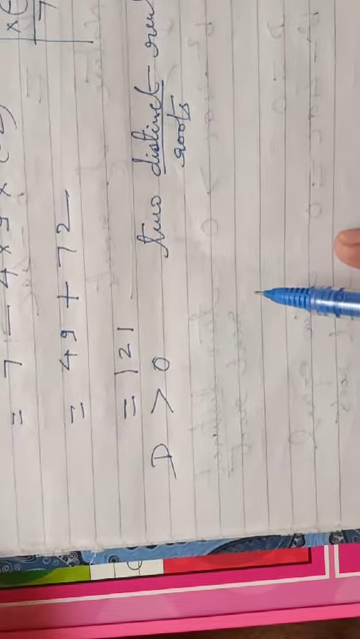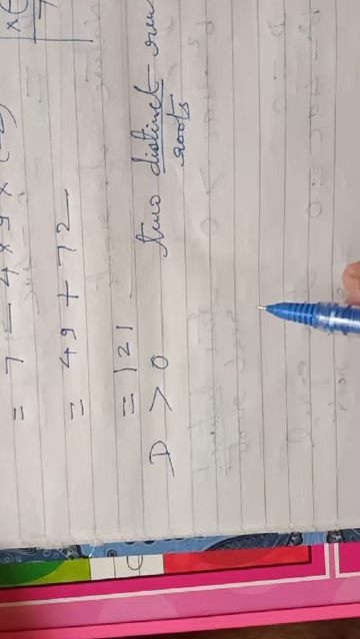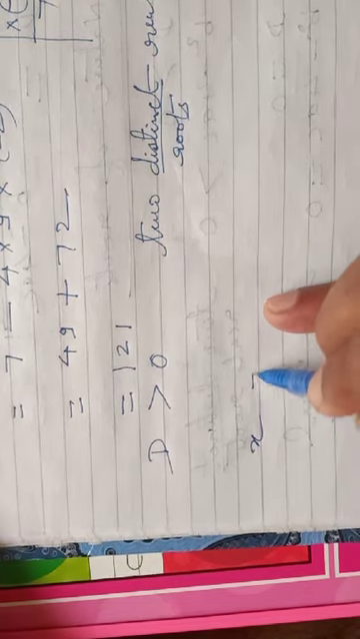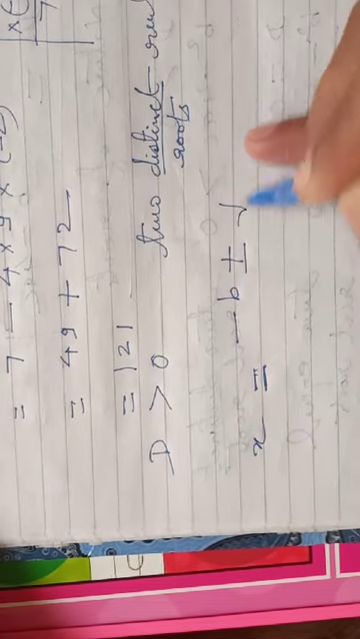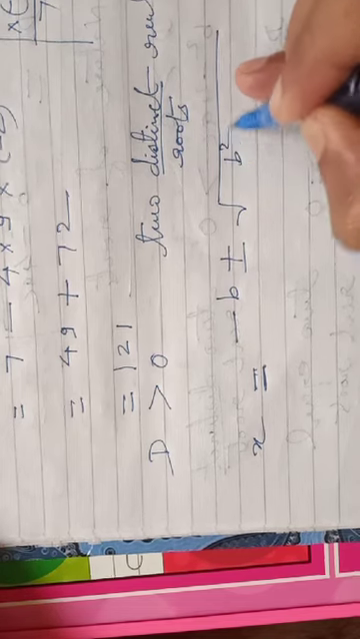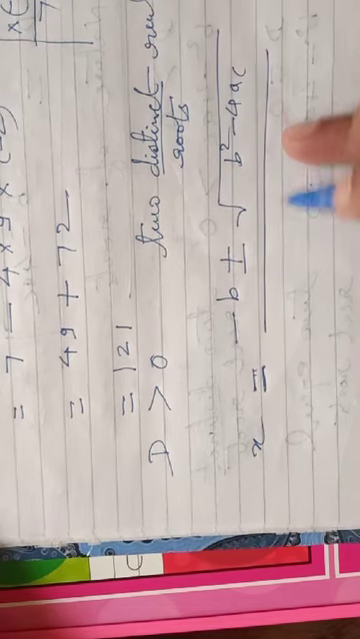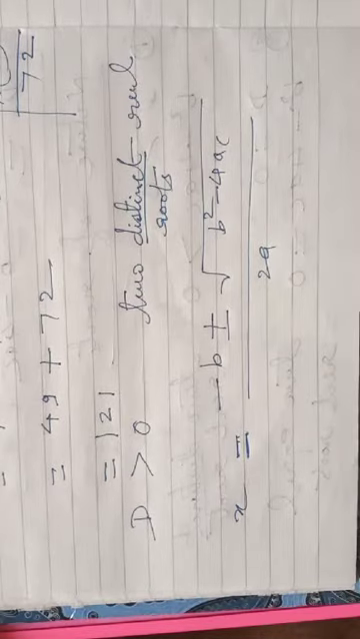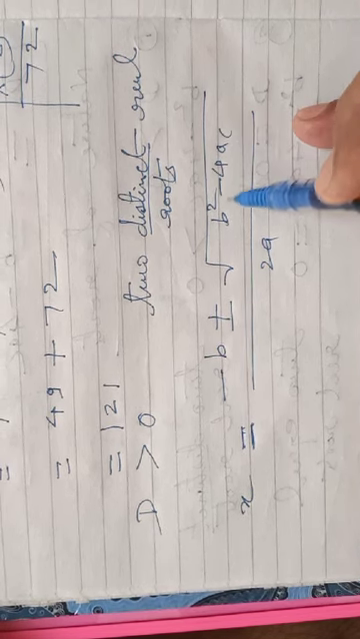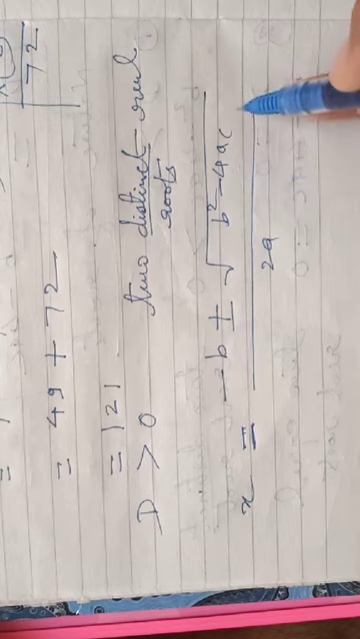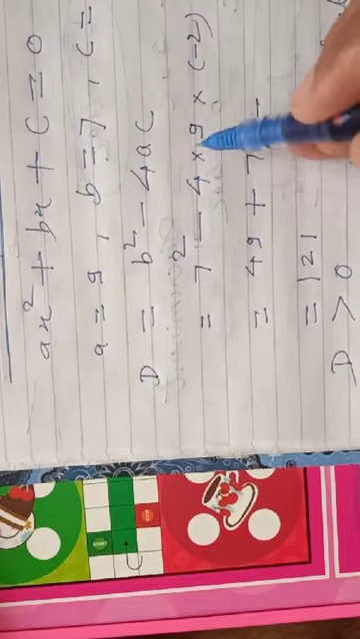And the equation is in the variable x. So x is equal to minus b plus minus root b square minus 4ac upon 2a. Okay, first we should write the formula. And for b square minus 4ac, there is no need to keep the values of b, a and c here. Why? Because the value of b square minus 4ac we already got.